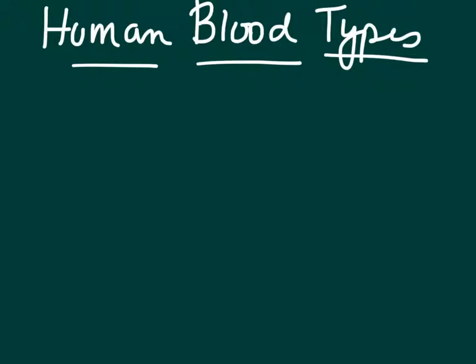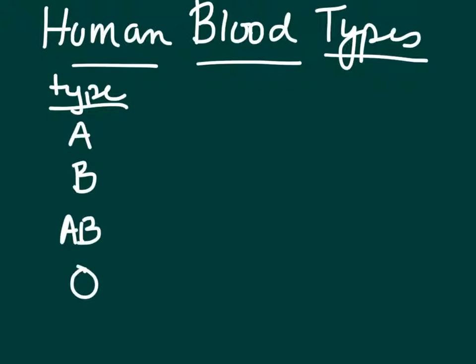There's O, A, B, AB, O negative, there are a lot of combinations. So we have four possibilities here. You can have type A blood. You can have type B blood. You could be type AB. You could be type O.